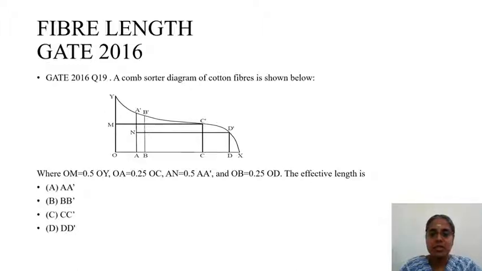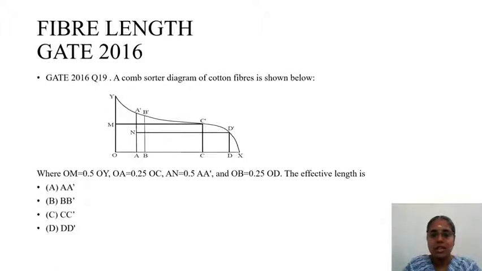This question is also related to bar sorter. GATE 2016, question 19. A comb sorter diagram of cotton fibers is shown below. They have given the sorter diagram. The usual notations used in the sorter diagram are different, but they have given different notations here. I want you to refer to the bar sorter, sorter diagram analysis, so that you can find the answer easily.